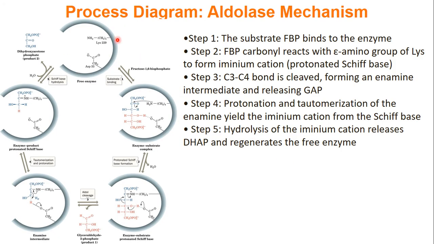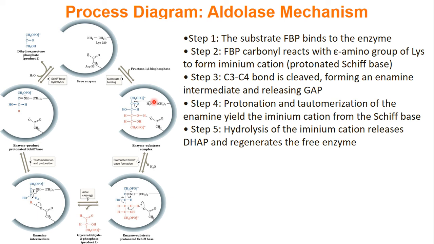So here's our enzyme pocket. Our two main amino acids for this are lysine 229 and aspartic acid 33. So step 1, substrate binding. You have your fructose 1,6-bisphosphate coming in and binding. Notice that carbon 4 is hydrogen bonding with aspartic acid, which leaves the carbonyl carbon facing our lysine.